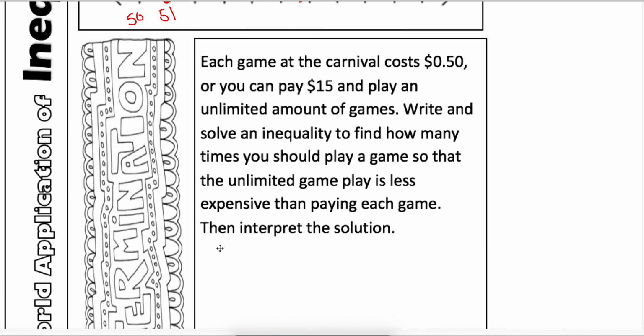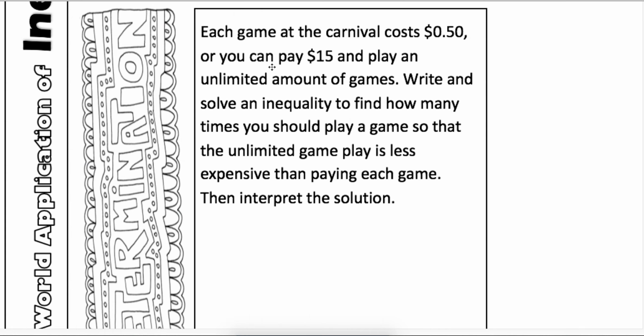Let's keep going. Each game at the carnival costs 50 cents. We're going to go with each game here as our variable. Let's use G. You can pay $15 total and play an unlimited amount of games. Pretty good deal. Write and solve an inequality to find how many times you should play a game so that the unlimited gameplay is less expensive than playing each game. Then interpret the solution on a number line.